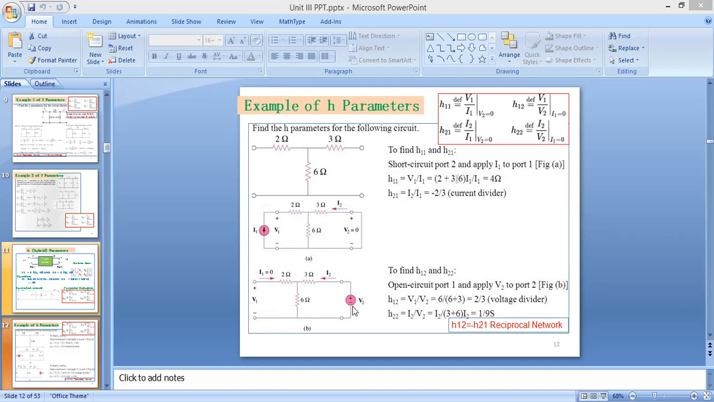यहाँ this is across this and this will be across this. So we can write 3 plus 6 into I1. So I1 will get cancelled, and you will get 6 upon 6 plus 3. 6 upon 6 plus 3 means what? 6 upon 9. So you can write here 2 by 3 by using the voltage divider.